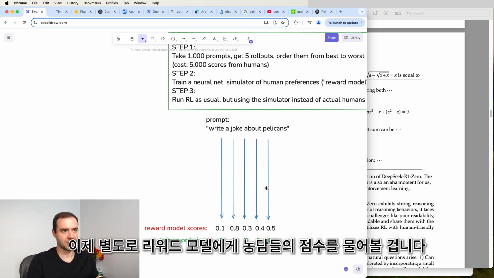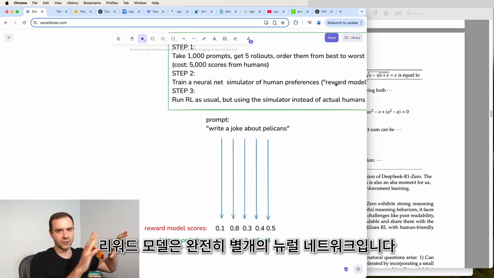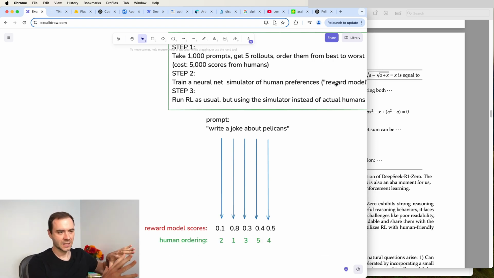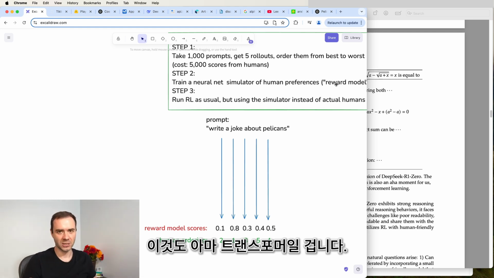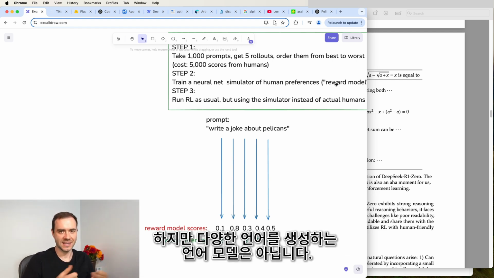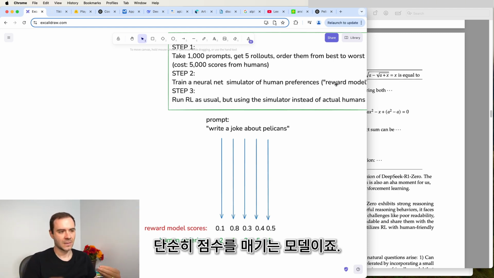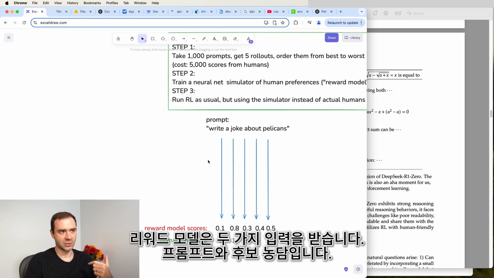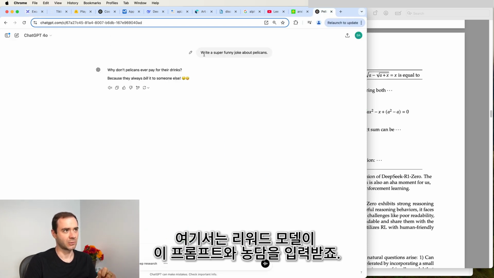But now separately, we're going to ask a reward model about its scoring of these jokes. The reward model is a whole separate neural network, completely separate neural net. It's also probably a transformer, but it's not a language model in the sense that it generates diverse language, etc. It's just a scoring model. The reward model will take as input the prompt, number 1, and number 2, a candidate joke. Those are the 2 inputs that go into the reward model. So here, for example, the reward model would be taking this prompt and this joke.